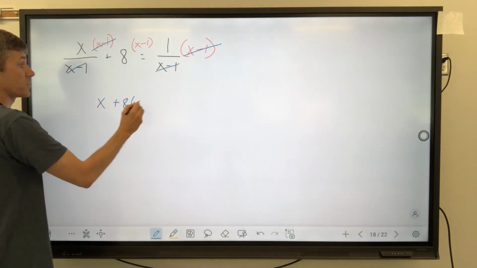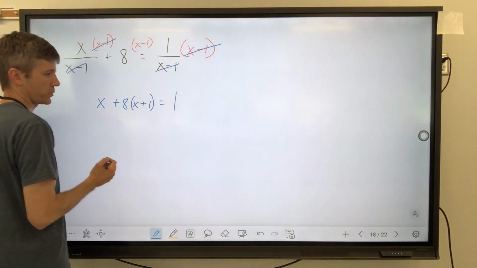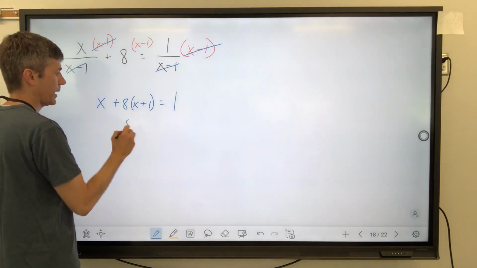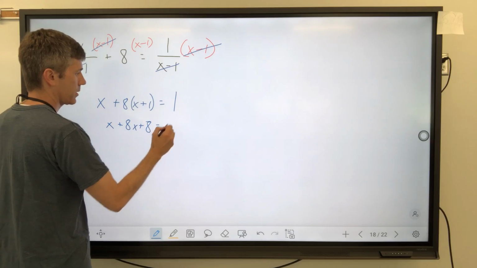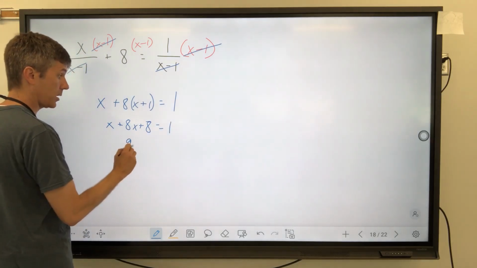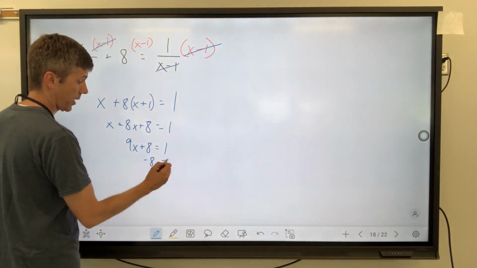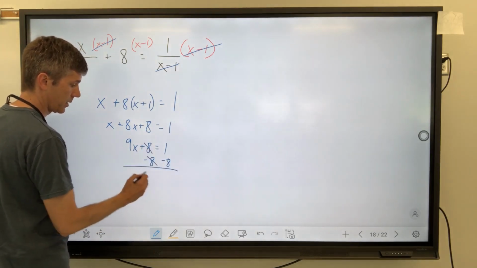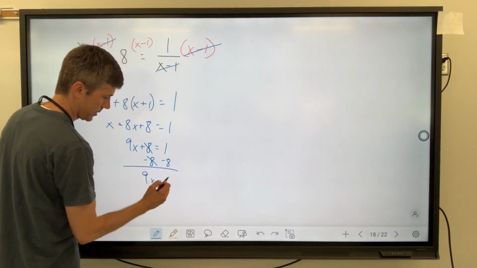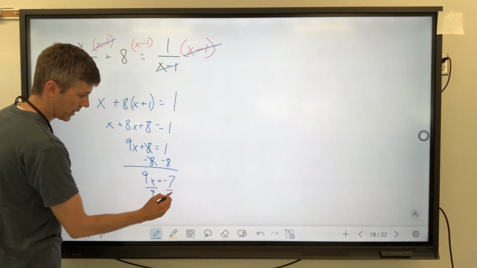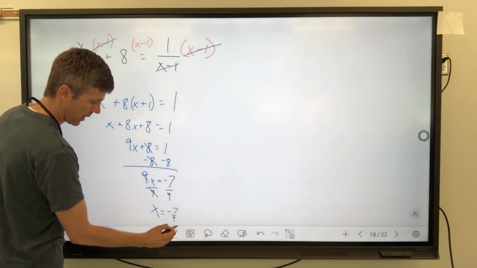8 times x plus 1 equals 1. Okay, this one's going to work out quite nicely. 8x plus 8 equals 1. 9x plus 8 equals 1. Subtract 8. 9x equals negative 7. We'll divide by 9. X equals negative 7 over 9.